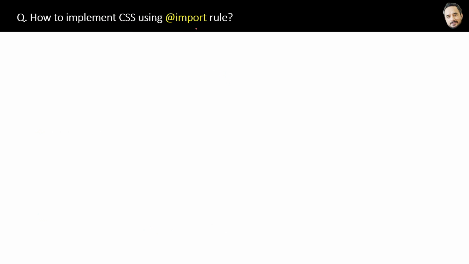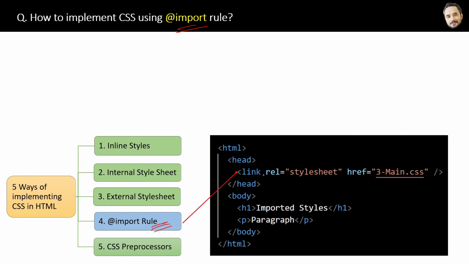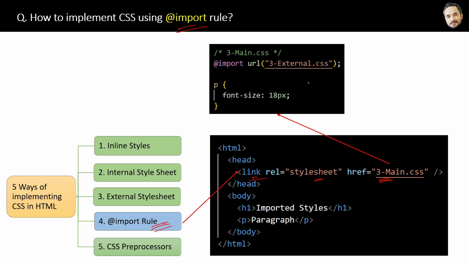How to implement CSS using the import rule? This is one of the 5 ways to implement CSS in HTML. In this case, you have an HTML file like this, and there you have the link element with the style sheet reference, which is main.css right now. Now look at the body of the main.css file here carefully. This CSS file will have its own style properties, but it is also importing the styles from an external CSS file using this import statement by setting the URL of the external file here.